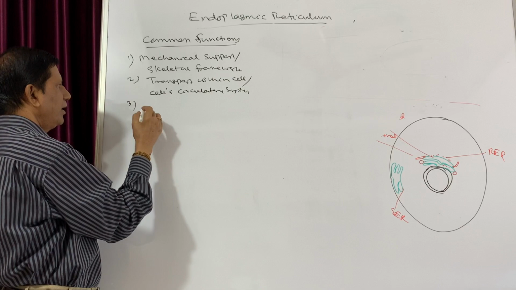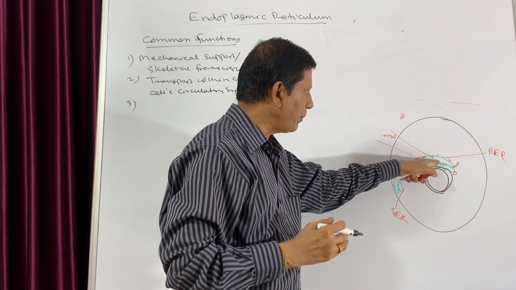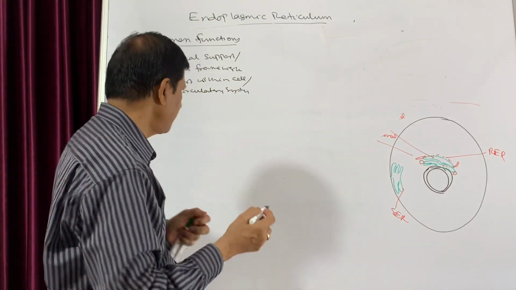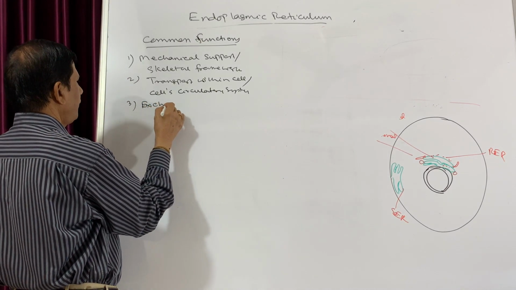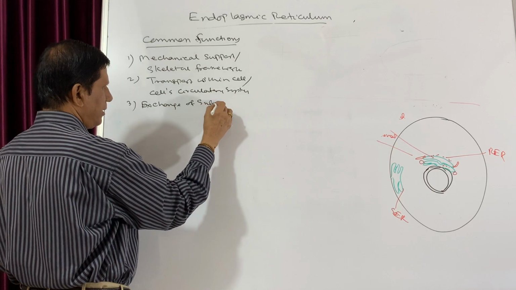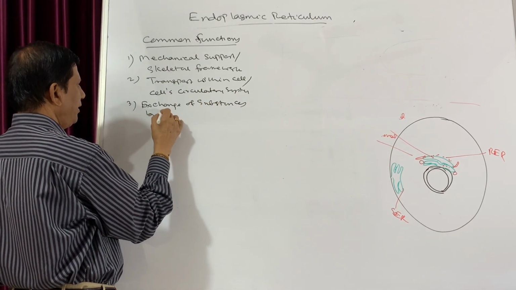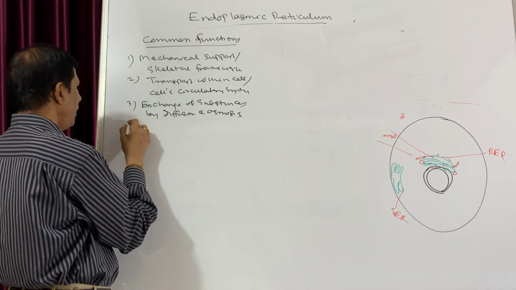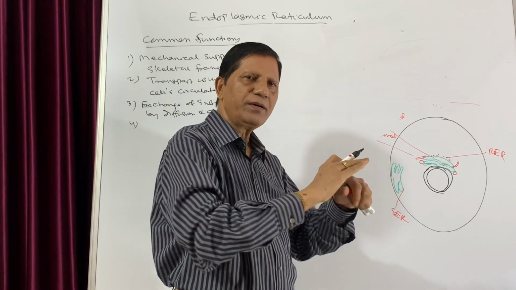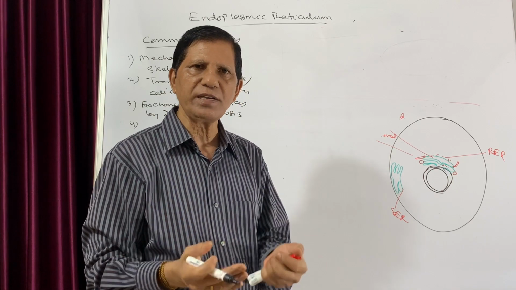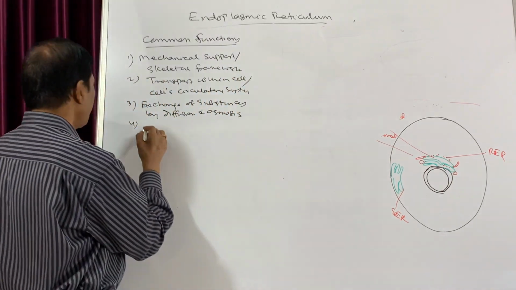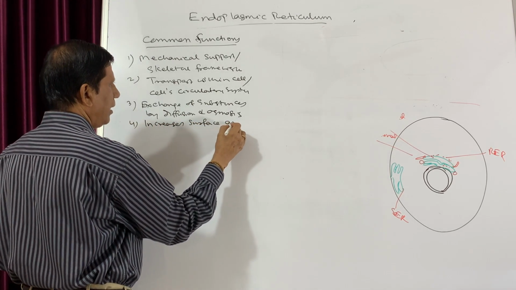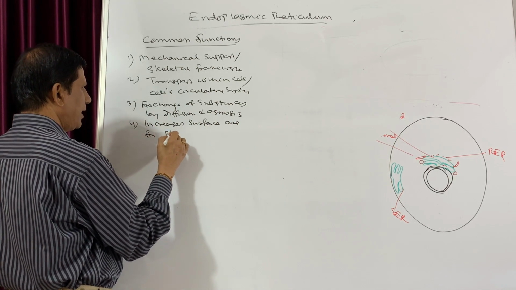Then the third function is that between this endoplasmic reticulum and the cytoplasm, there will be exchange of substances by diffusion and osmosis. The fourth one, since it gives rise to an extensive network, it increases surface area for physiological activities.